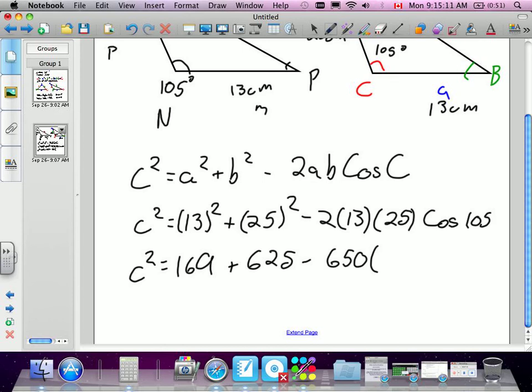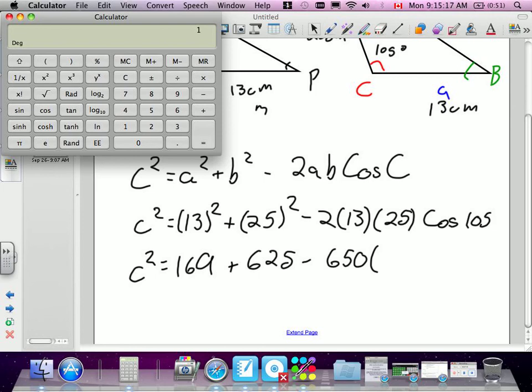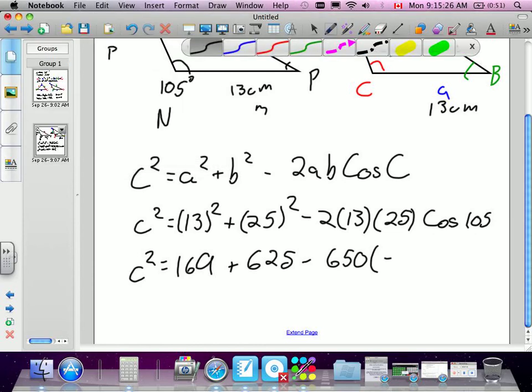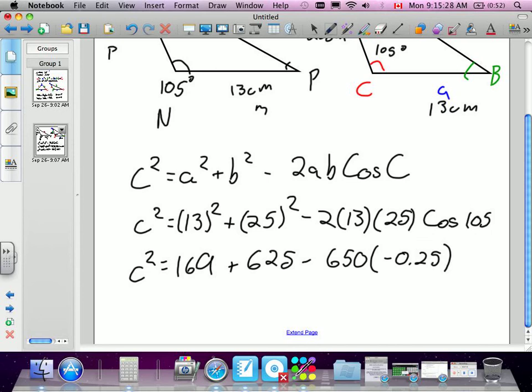Sorry, I made a mistake there. It's 169. Yeah, I put it in your thing. So, cosine of 105, cos is negative 0.25. So we end up with a negative 0.25 as our cosine law.